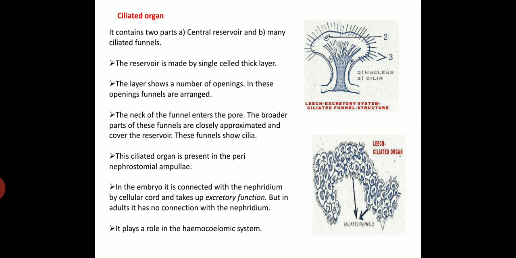Ciliated organ. It contains 2 parts, that is the central reservoir and many ciliated funnels. This is the first structure of the testicular nephridia. The reservoir is made by a single-celled thick layer. The layer shows a small number of openings. In these openings the funnels are arranged. Here you can see the ciliated organ in the picture along with the ciliated funnels.